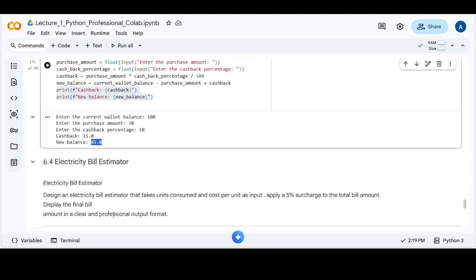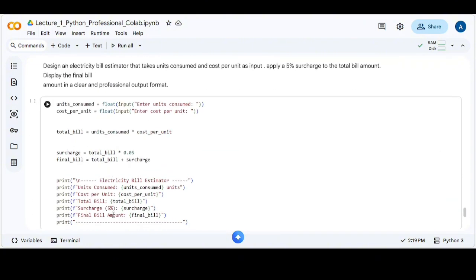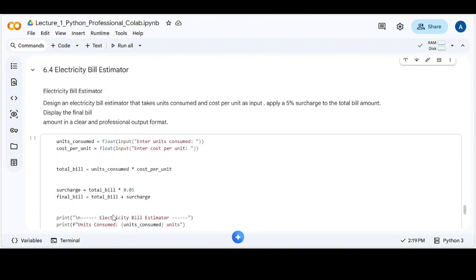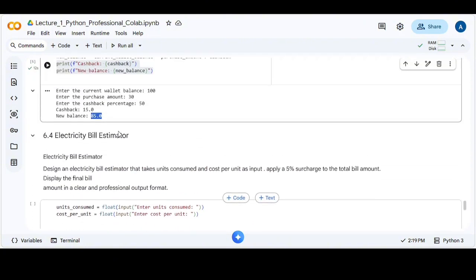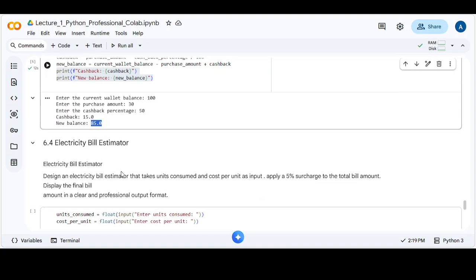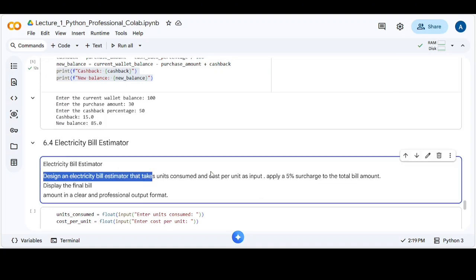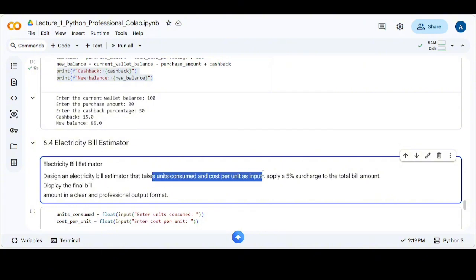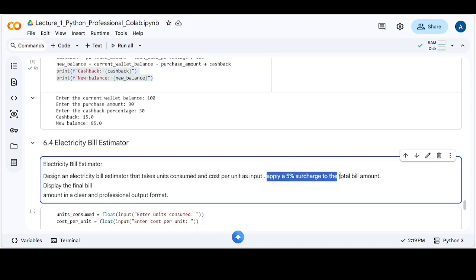Okay. Finally, we have an example of an electricity bill calculator. It's a very simple example. It takes different inputs. First we need to take inputs for the units consumed and the cost per unit, that is, the unit price. We also have to apply a 5% surcharge to the bill amount. So we have three inputs here, and finally we have to display the final bill amount.